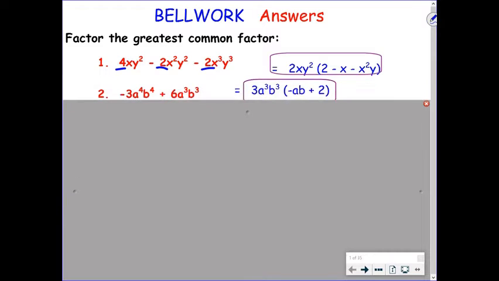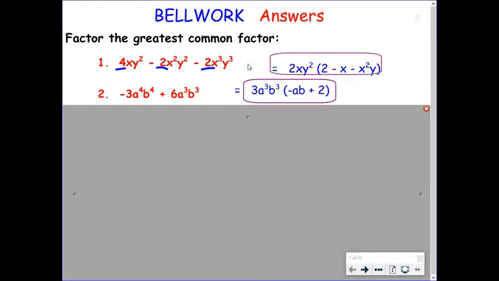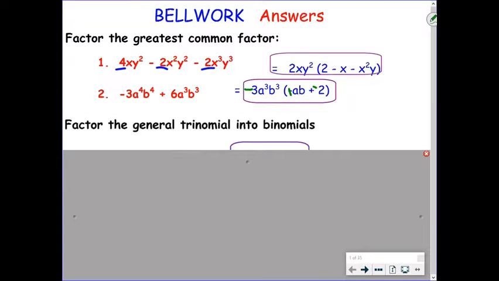And then we have whatever we have left in. Number two, we took out a 3, an a cubed, and a b cubed. You could have also taken out a negative 3 and made that a negative here, and then that would make a positive and a negative there. So you could have done that too.